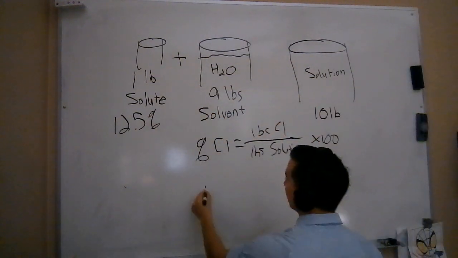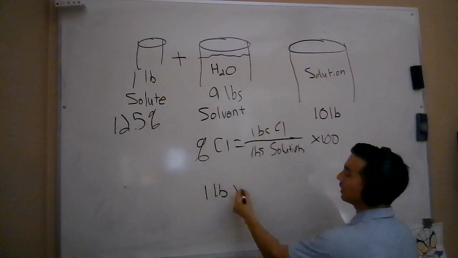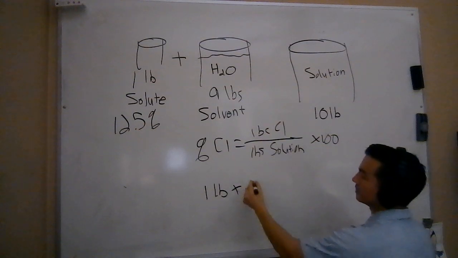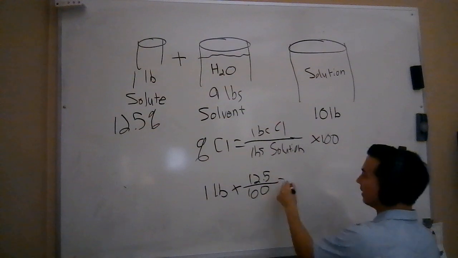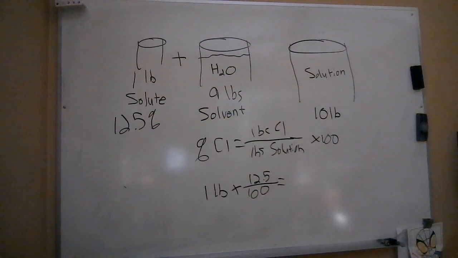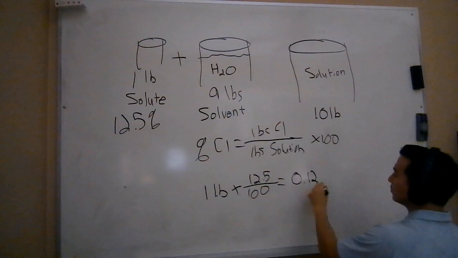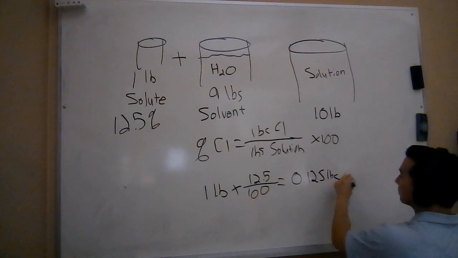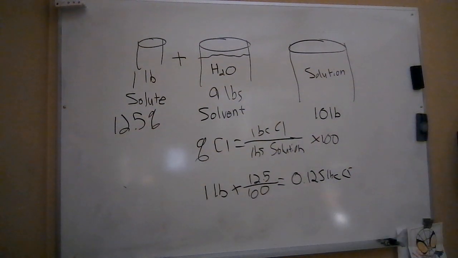Now, what am I given? I know that I have 1 pound of solute. I'm going to multiply that by the strength, in this case 12.5%. Remember, I need to divide by 100, and that's going to give me the actual weight of chlorine. So 12.5 divided by 100 gives me 0.125. 1 times that is 0.125 pounds of chlorine. This is what I actually care about, that 0.125 pounds.